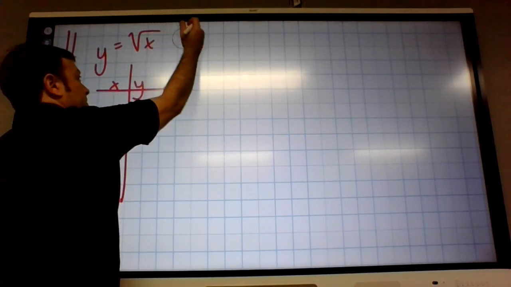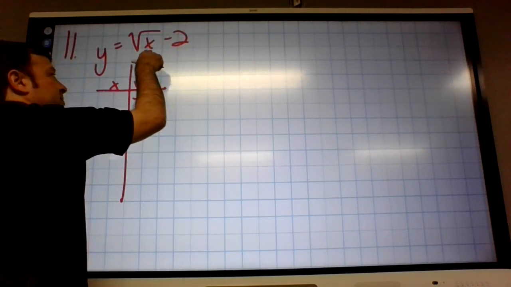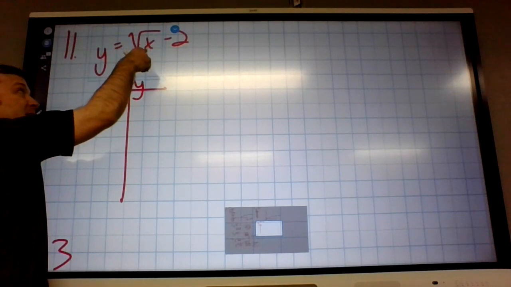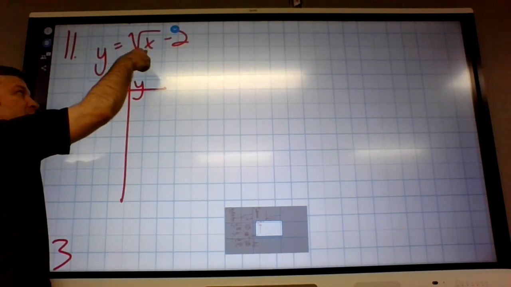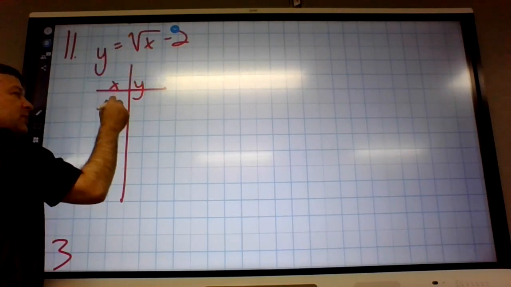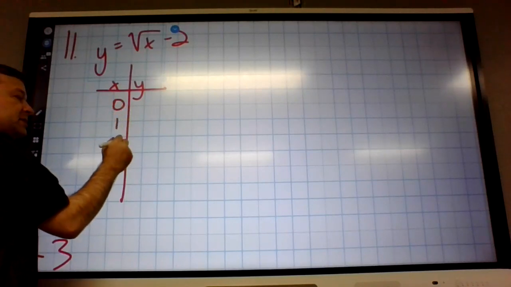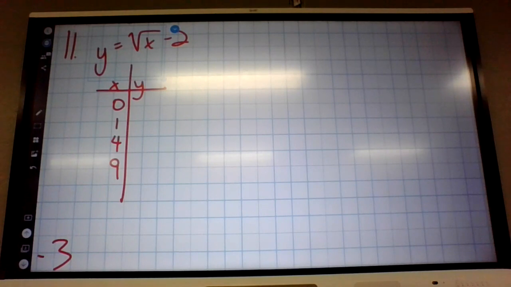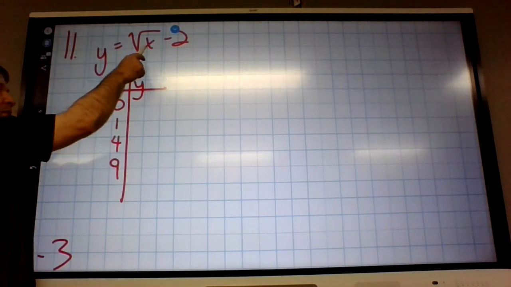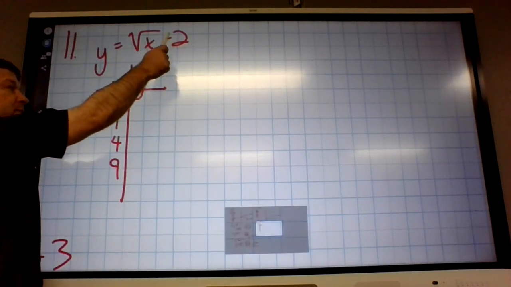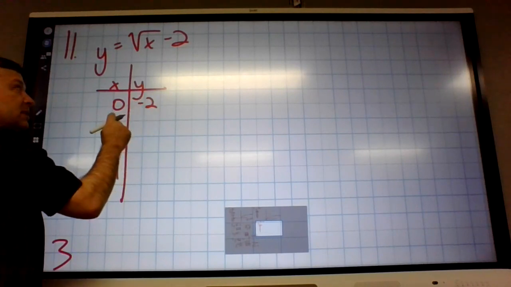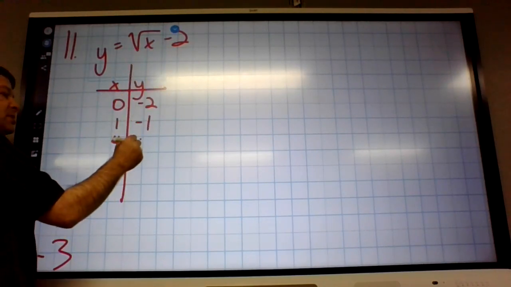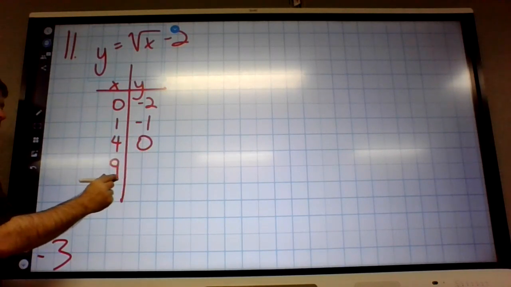Well, the square root part is just an x. So I'm going to use the same numbers, just like number 9. I'm still going to use 0, 1, 4, 9, because those have nice square roots. You don't have to use these numbers. It's just the easiest ones to use. Square root of 0 is 0, but then you have to subtract 2, so it's negative 2. Square root of 1 is 1 minus 2. Square root of 4 is 2 minus 2. Square root of 9 is 3 minus 2.